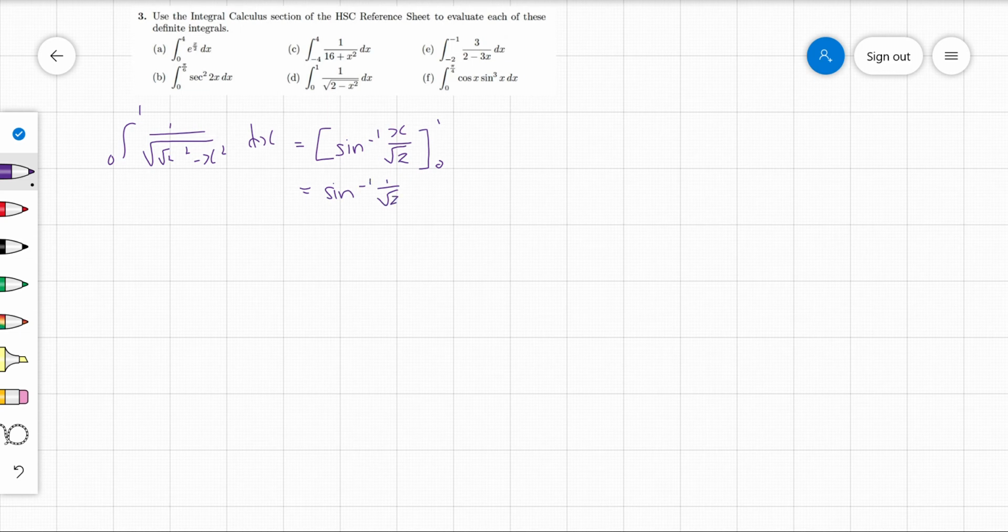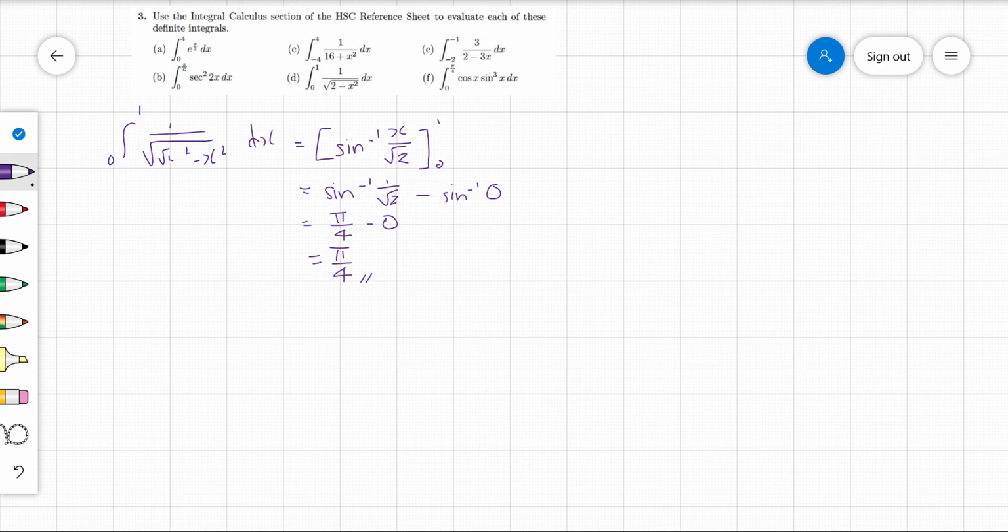Subtract, now we're subbing in 0, so inverse sine of 0. Okay, since it's only positive in that first quadrant that we're looking at, we've got pi on 4 minus 0, which is just pi on 4. Alright, let's look at E.